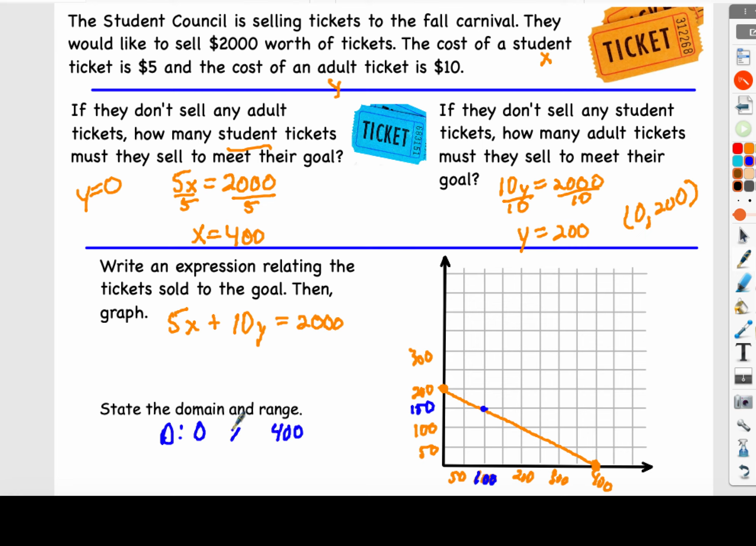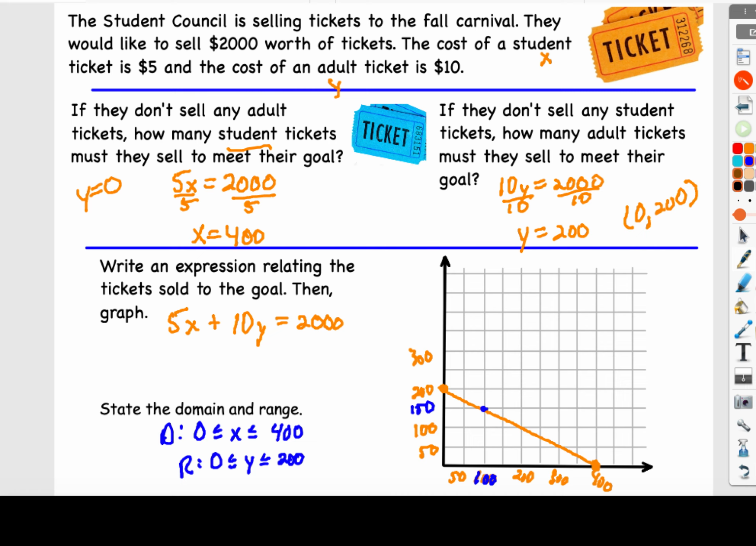So my domain I'm going to say is 0 less than or equal to x, the actual number of tickets. I can sell 0 student tickets, or I can sell more than that. But I can't really sell more than 400 because I would exceed that $2,000 goal. Once I sell 400, I would be done. In that same way, let's picture the range, from top to bottom. We're going to say 0 is less than or equal to y is less than or equal to 200. Notice the y values never go above 200.